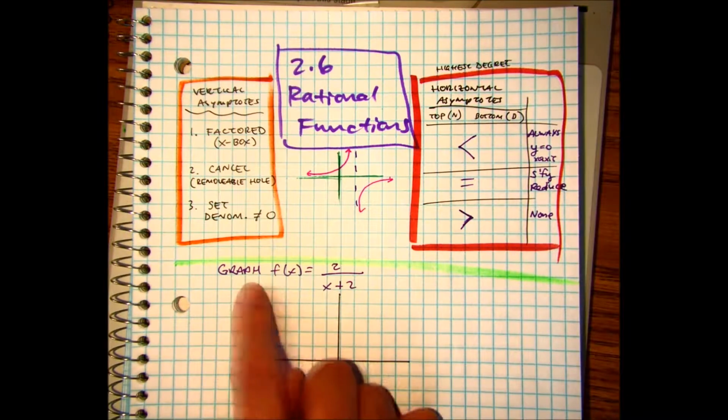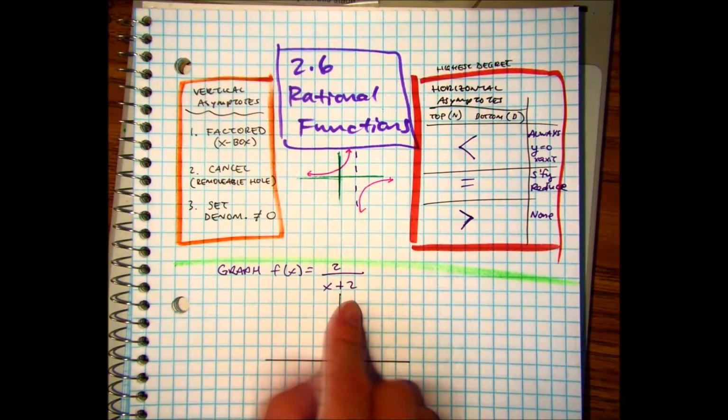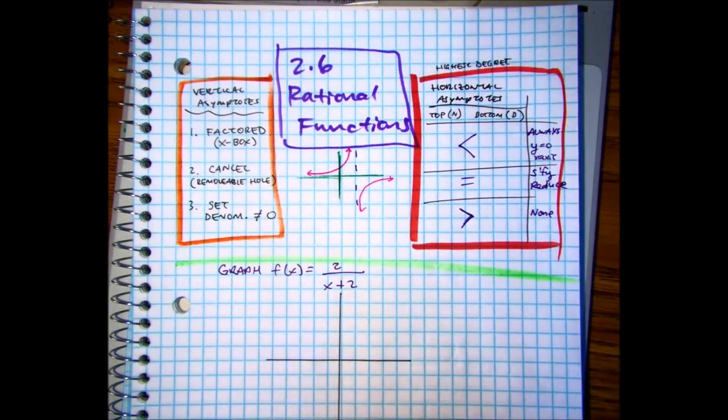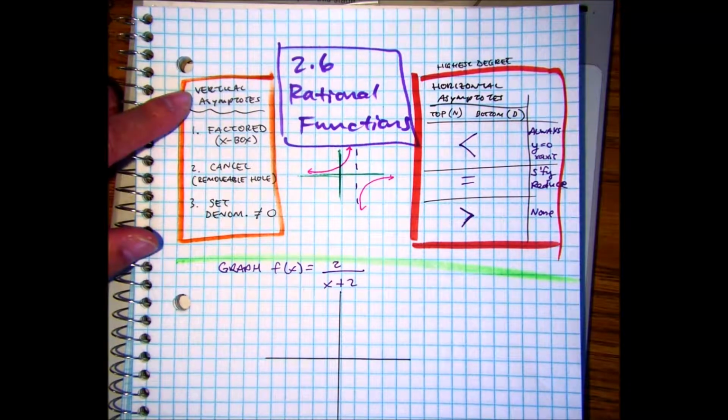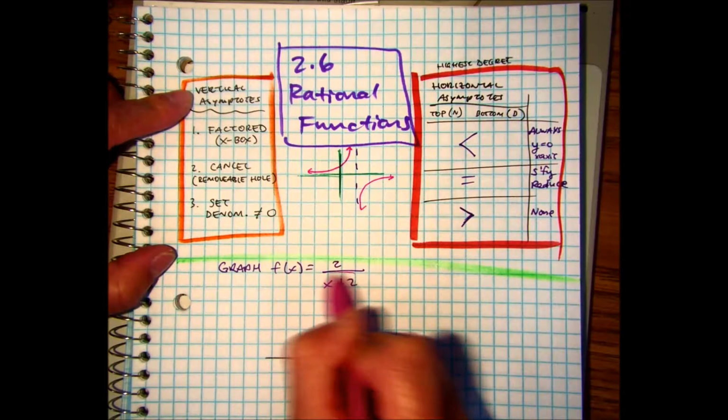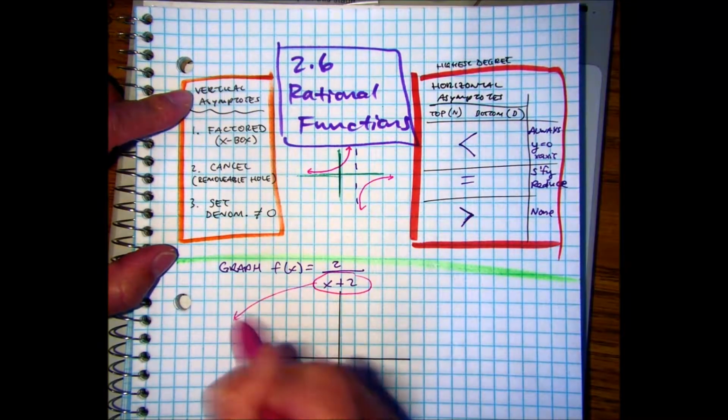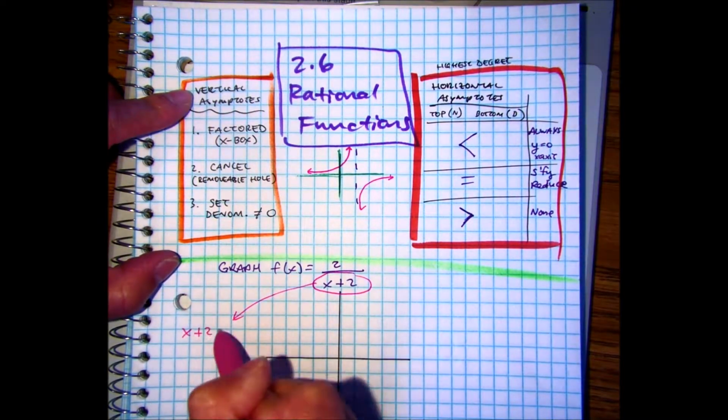Alright, so I'm going to graph f of x equals 2 over x plus 2. It looks like a fraction. It's basically called a rational function. And the first thing I'm going to do is find the vertical asymptote. So I'm just going to take my denominator there, and I'm going to set it not equal to 0.